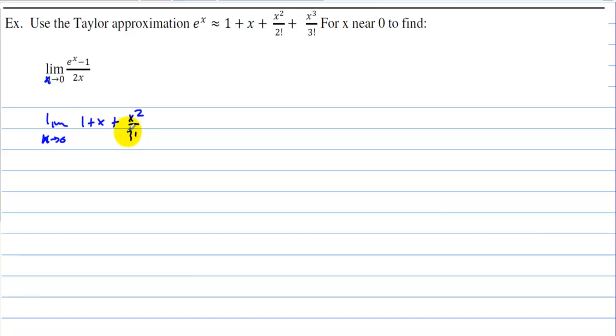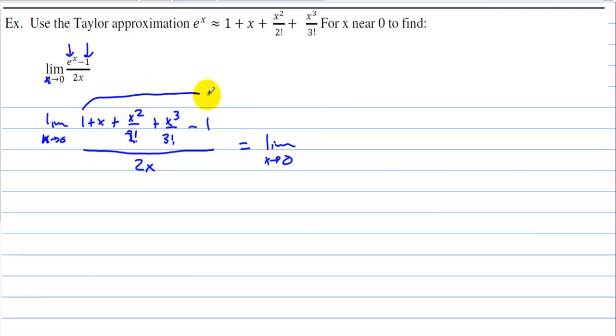plus x squared over 2 factorial, plus x to the third over 3 factorial. And so that's a replacement for e to the x. We still have the minus 1, so we have minus 1 all over 2x. This is equal to the limit as x approaches 0. And we have 1 minus 1, so that's going to be 0. x plus x squared over 2 factorial plus x to the third over 3 factorial, and then all over 2x.